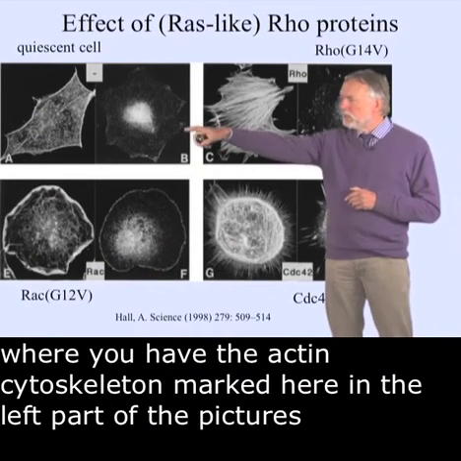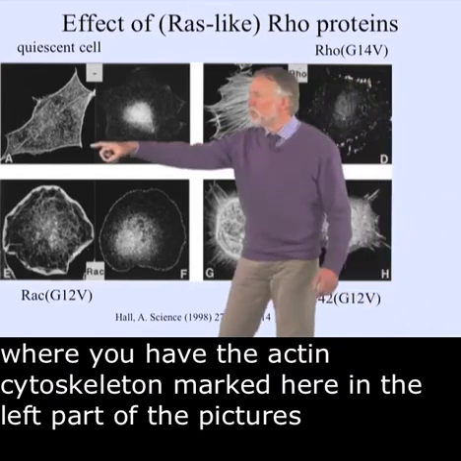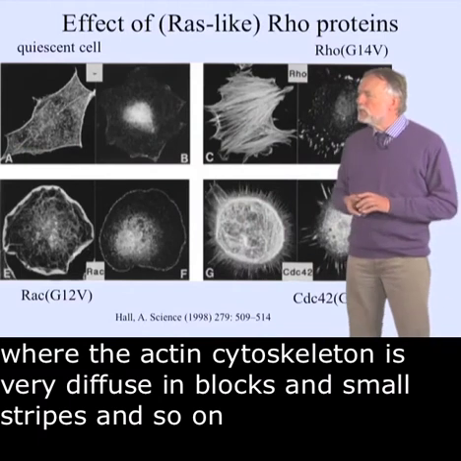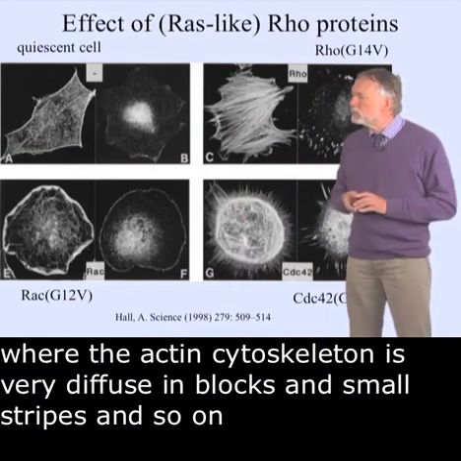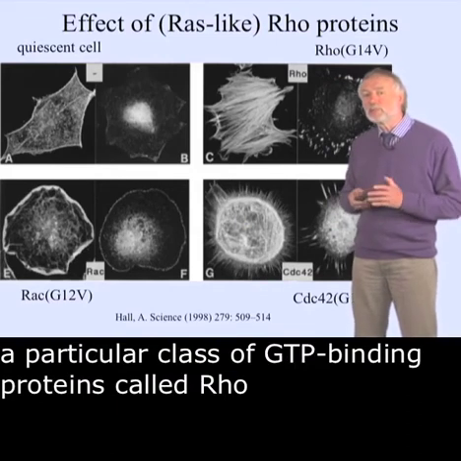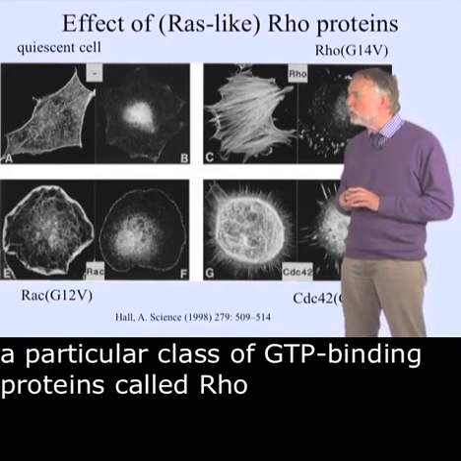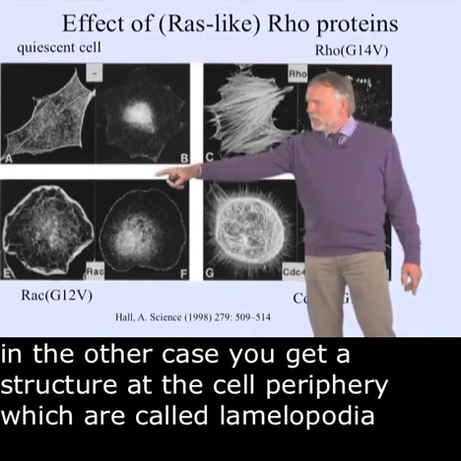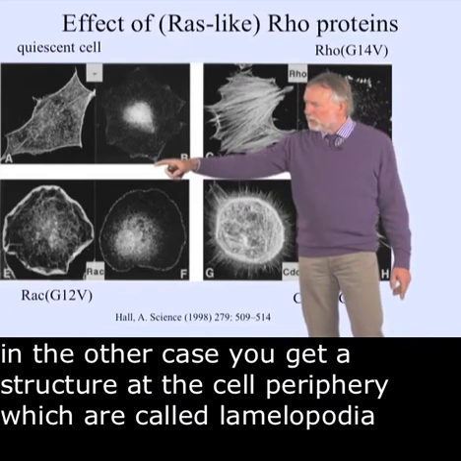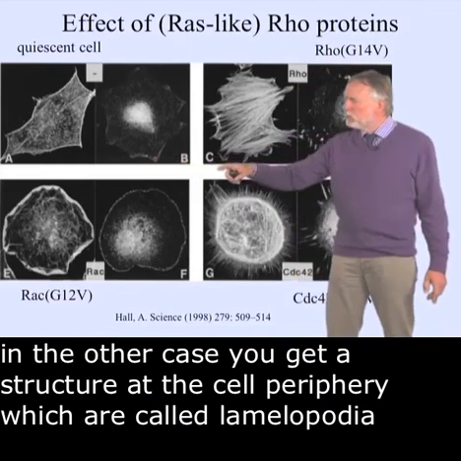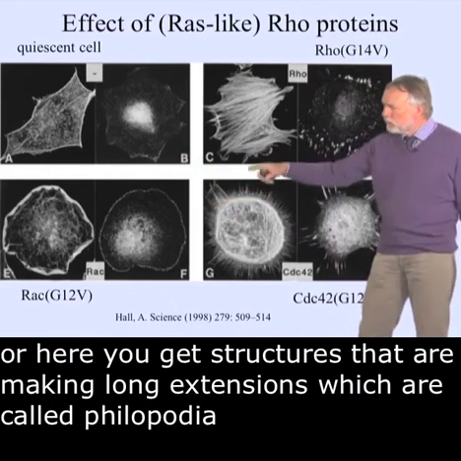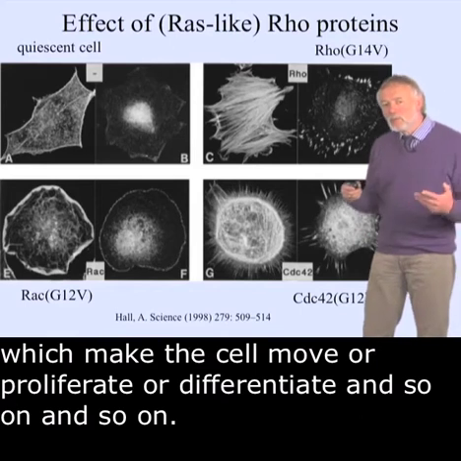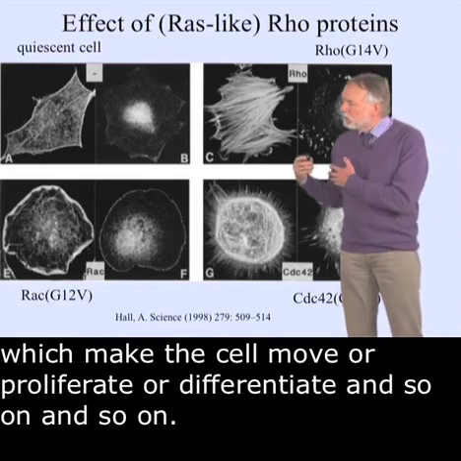In another example, you have a quiescent cell where you have the actin cytoskeleton marked here in the left part of the pictures, where the actin cytoskeleton is very diffuse, in blots and small stripes and so on. Then suddenly you hit these cells with a particular class of GTP binding proteins called Rho, and then you see what happens. In one case, you get stress fibers. In the other case, you get structures at the cell periphery, which are called lamellipodia. Or here you get structures that are making long extensions, which are called filopodia, which make the cell move or proliferate or differentiate and so on.